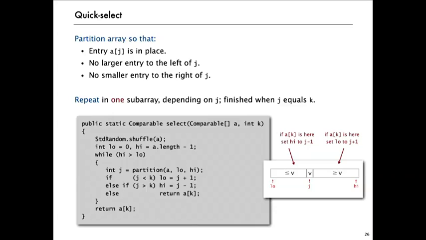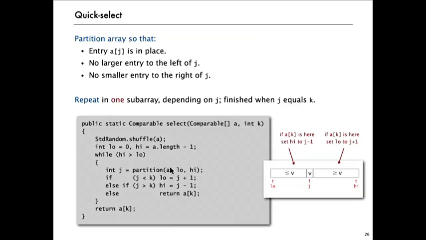We're going to do our partitioning so that we get entry A of j in place in the array. Nobody to the left is larger, nobody to the right is bigger. But then when we're doing selection, what we'll do is just go in one subarray or the other, depending on where j is. If j is equal to k, we're done. We found the kth largest. If k is to the left of j, then we just do the left subfile. We just set high to j minus 1. And if k is to the right of j, we just do the right subfile, set low to j plus 1. And that's all this code does.